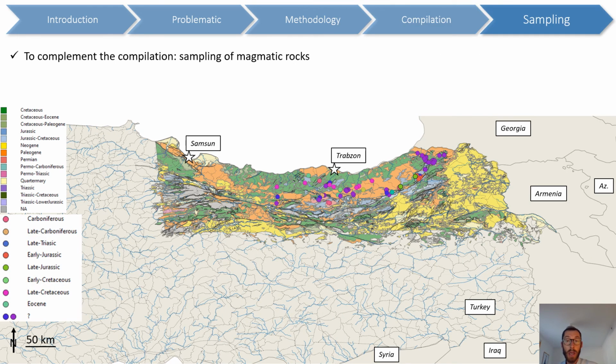The final slide I would like to show you gives an idea of how the project will be conducted. I complemented the compilation with the sampling of magmatic rocks. They are all represented here, located across almost all the Eastern Pontide, and they range in age from Carboniferous to Eocene. Some of them are still unknown in age, but we aim to have a sampling that is as broad as possible in terms of geography, geology, and age.